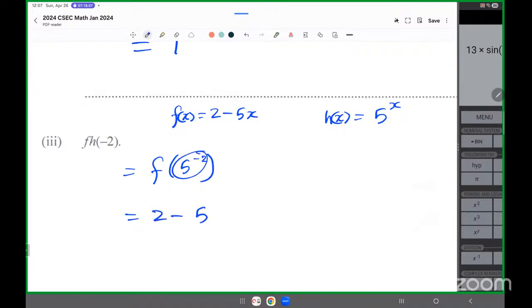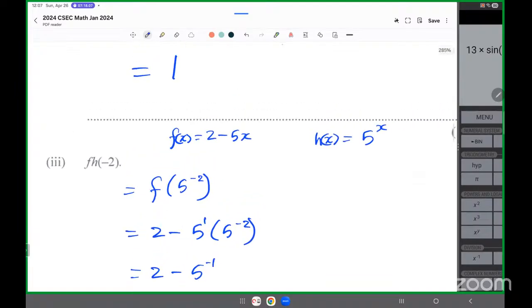And then this x is going to be put into the f function. So 5 times 5 to the minus 2. You can put that in the calculator and work it out, or you can simplify. This 5 is the same as 5 to the power 1. When you're multiplying numbers with the same base, you add the powers. So 1 minus 2 is negative 1. So it actually becomes 2 minus 5 to the negative 1.